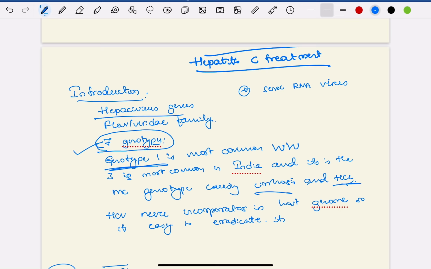Genotype 1 is most common worldwide, and genotype 3 is most common in India, and it is the most common genotype that causes hepatocellular carcinoma and cirrhosis. And one good point about HCV is it never incorporates into the host DNA like HIV. So that's why it is easy to eradicate HCV.